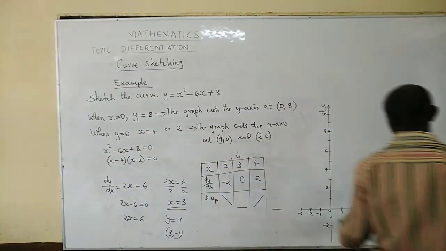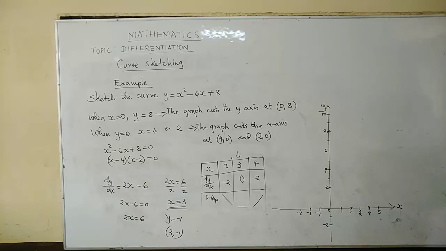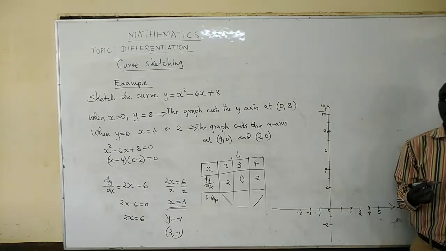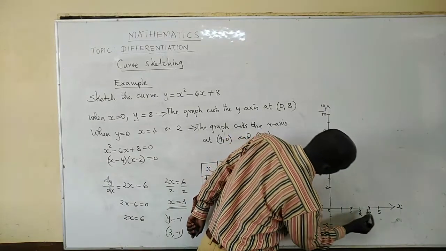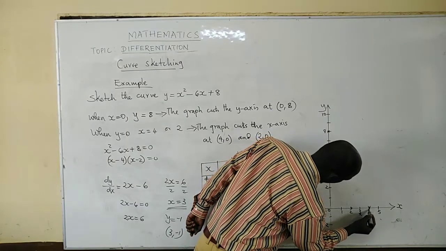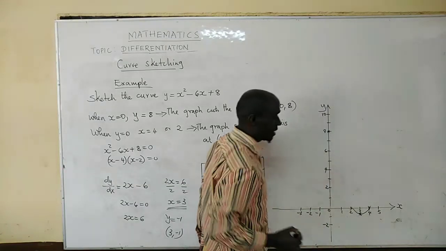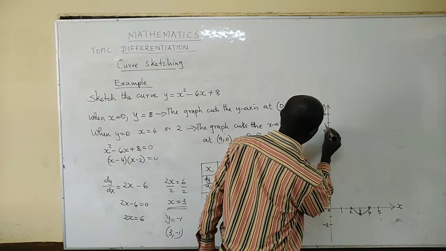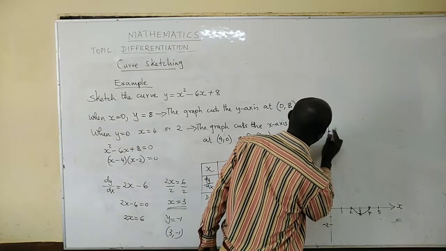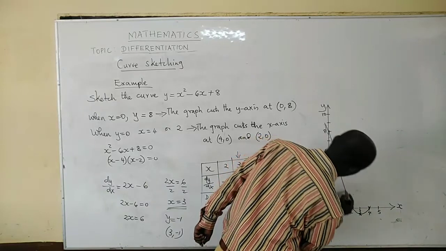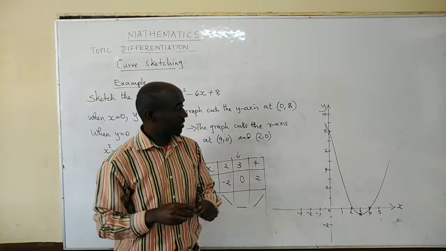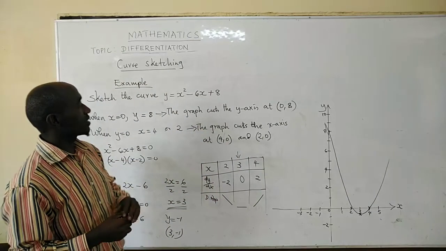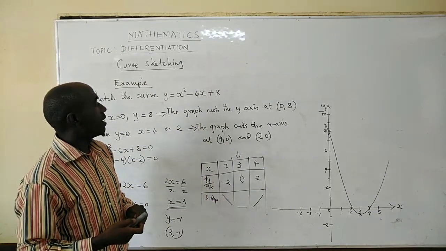So those are the points. As you can see, we have only 4 points which can assist us in sketching the curve. So let us sketch the curve. This is the stationary point, and it is a minimum. Make sure it is a minimum. Then join. So that is the sketch of the curve y is equal to x squared minus 6x plus 8.